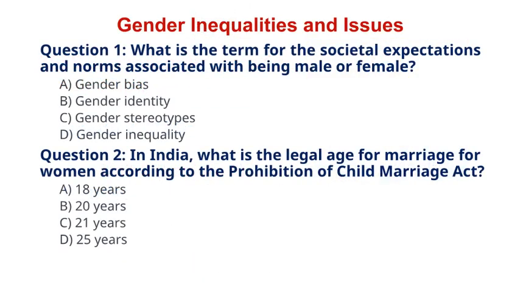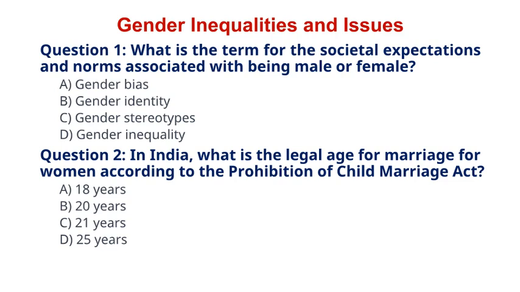Let us try to solve important MCQs one by one from the topic gender inequalities and issues. Question 1. What is the term for the societal expectations and norms associated with being male or female? A. Gender bias. B. Gender identity. C. Gender stereotypes. D. Gender inequality. The correct answer for question 1 is option C.